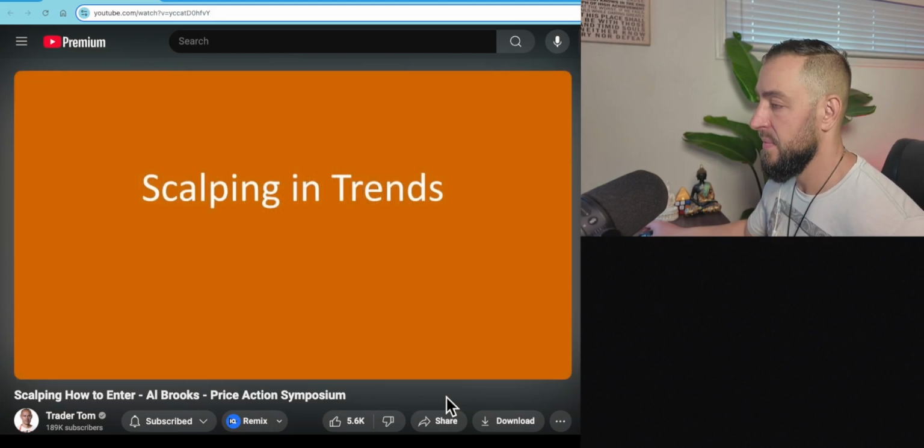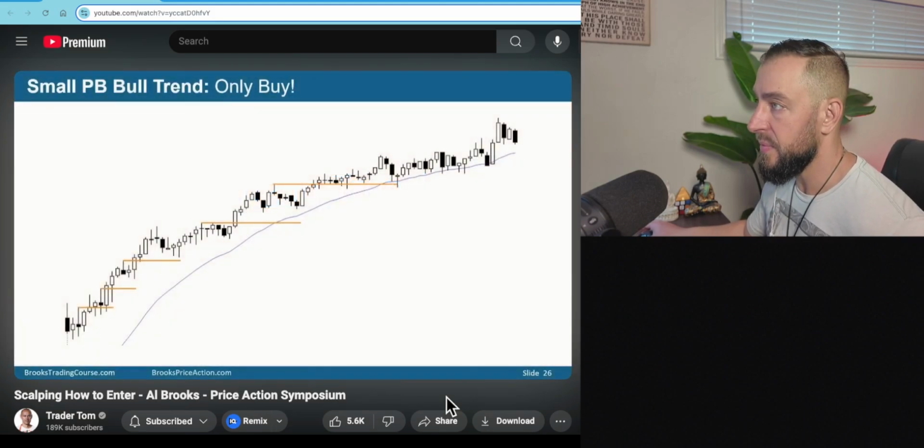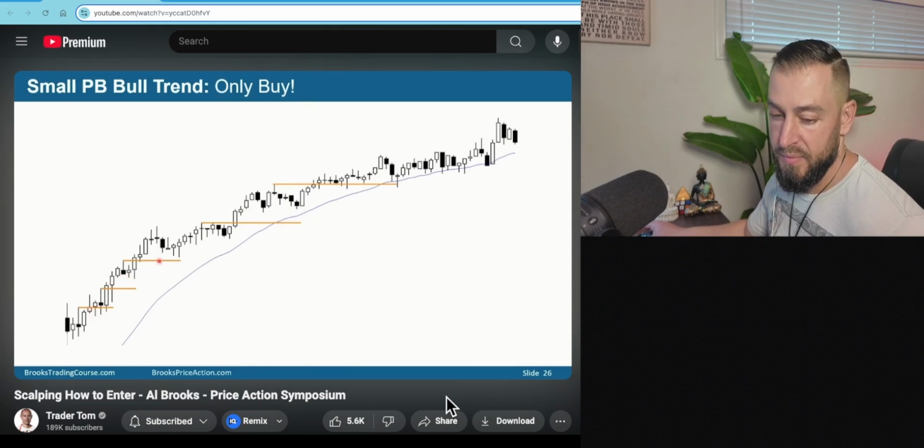Now, scalping and trends. Some traders can do it. Obviously, a very strong bull trend. You only want to buy. It's a small pullback bull trend. There are pullbacks, but they're all small. 1 or 2 bars, they don't fall very far. When you see that, it's very difficult for a bear to make money.